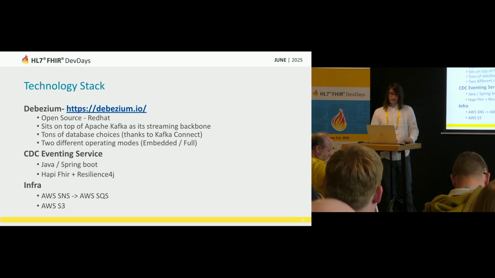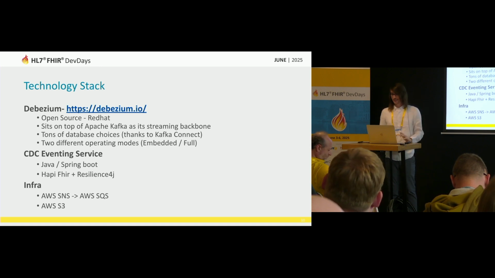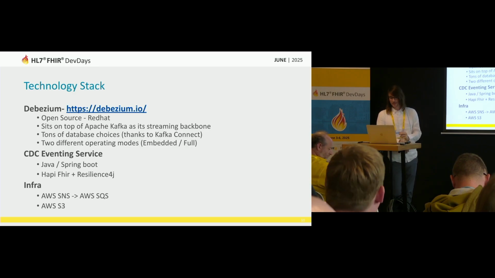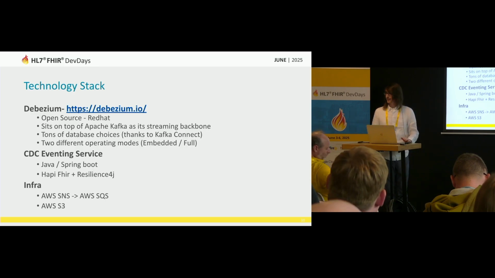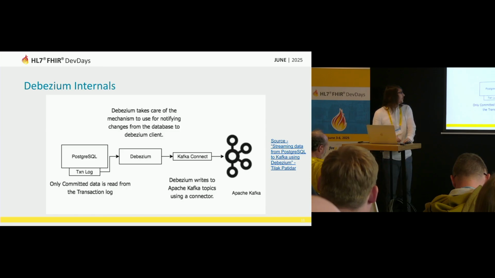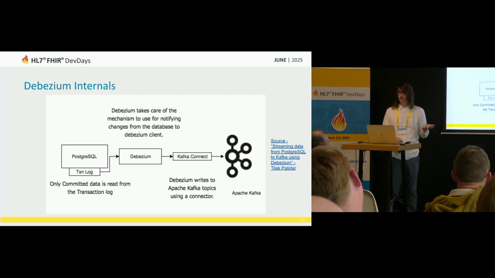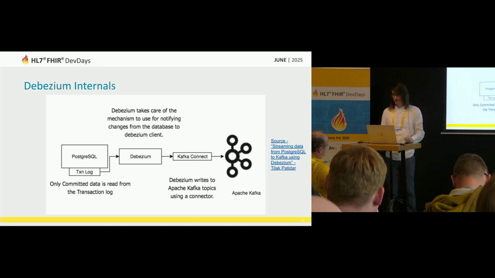Our service itself is Java Spring Boot. The Spring Boot aspect is very minimal, just for configuration and small health checks for liveness and readiness, as well as using the HAPI FHIR library and Resilience4j to make sure it's as robust as possible. And our infra is SNS and SQS, and S3 for our data analytics aspect. So, a little bit about Debezium. Again, here is Postgres, and there's a Medium article. This is exactly what I used to get started back in the day. I think it was 2018 when this article was written. So this image was actually taken from there.